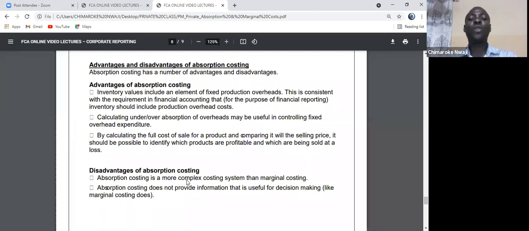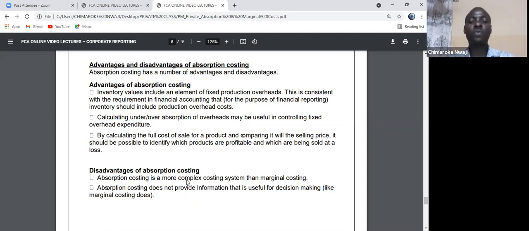Now, over and under absorption of overhead is useful in controlling the fixed overhead expenditure. So when you are having over absorption, it means you've absorbed much more than you are supposed to. It's a control tool so that you will not be budgeting too much. But when you have an under absorption, you know that your budget is too low. So you use it as a control tool to see what is really appropriate. So that's one thing, absorption costing is important.